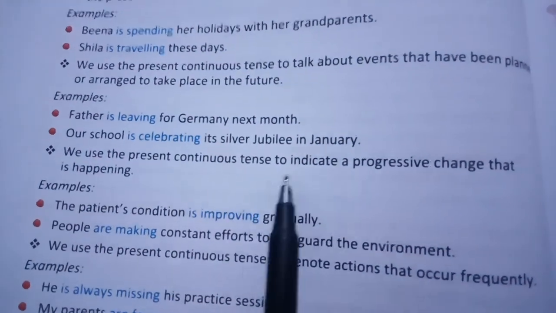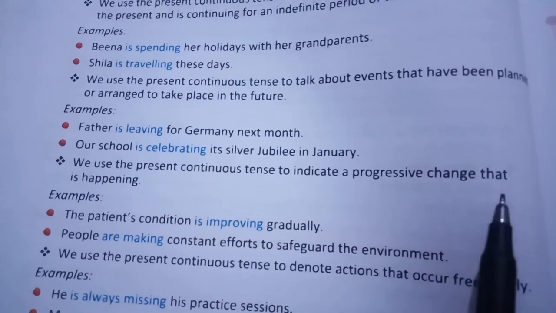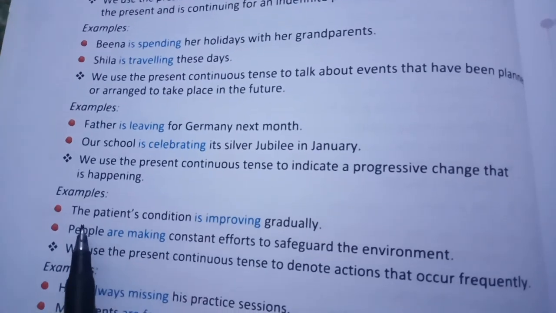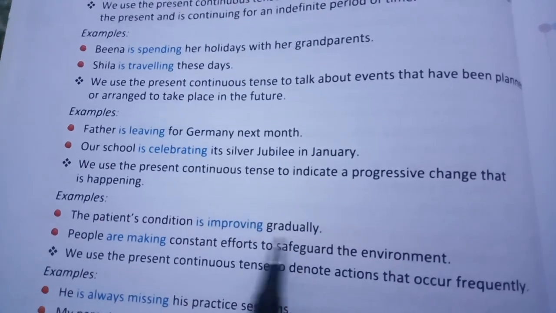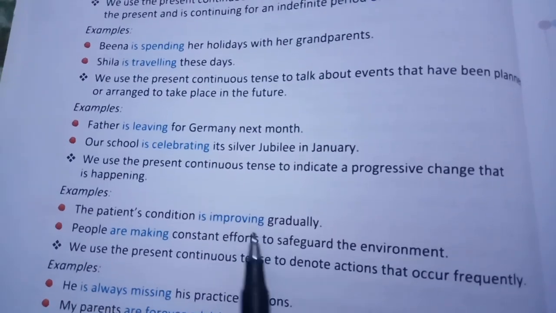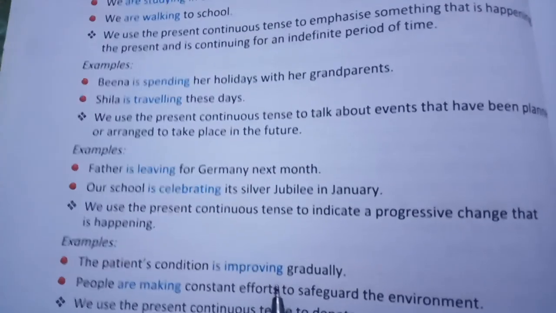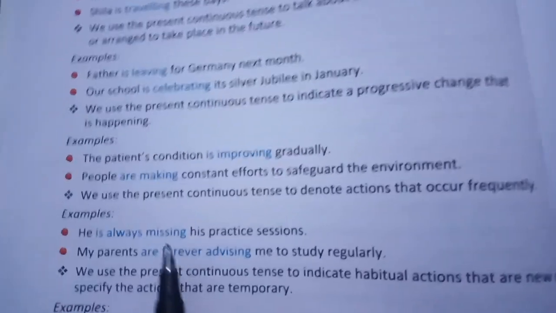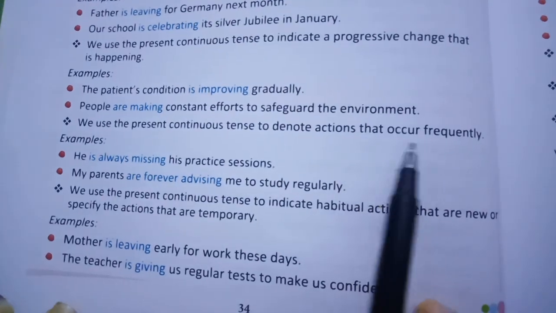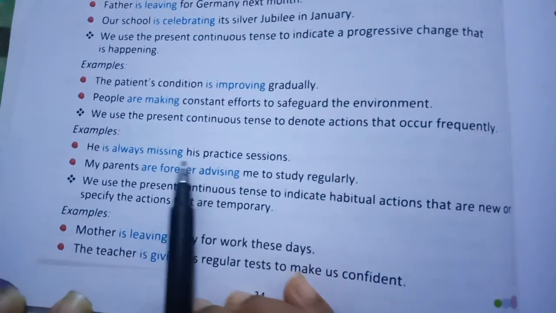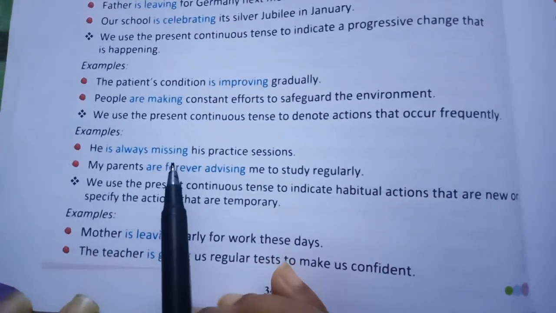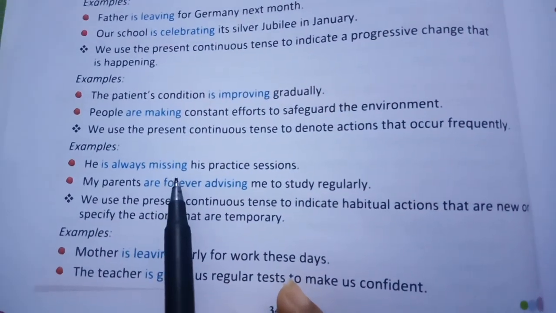We use the present continuous tense to indicate a progressive change that is happening. Any change which is progressive, like the patient's condition is improving gradually. So if a progressive change is happening, we use present continuous tense. We also use the present continuous tense to denote actions that occur frequently. He is always missing his practice sessions. This action is happening frequently. So for those we use present continuous tense.